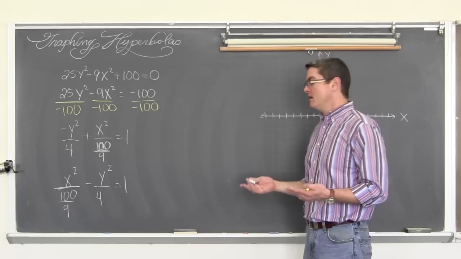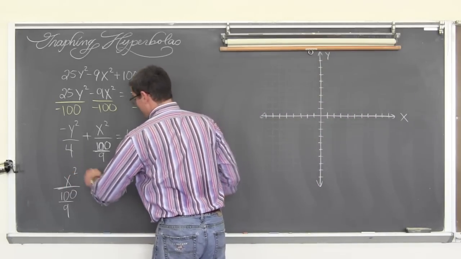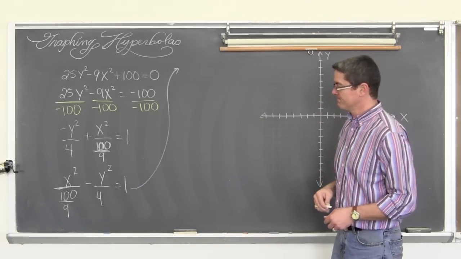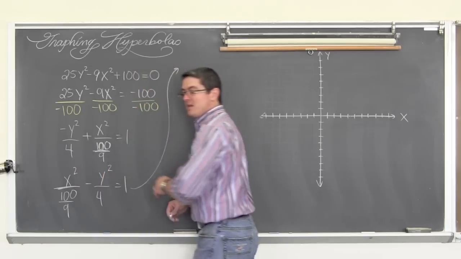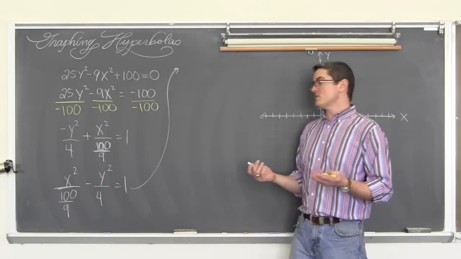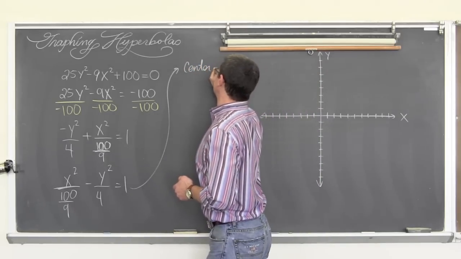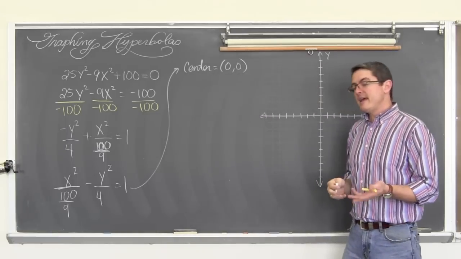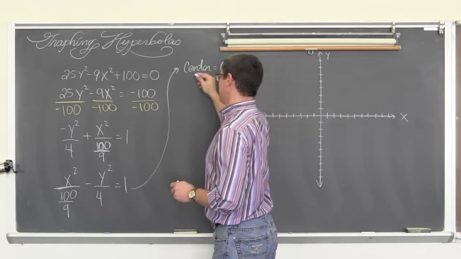So again, because the x is in the positive fraction, we have a hyperbola opening in the horizontal direction. There is no plus or minus inside of any parentheses. It's just x squared and y squared. So the center is going to be 0, 0. We have an a value, which comes from the square root of 100 over 9.